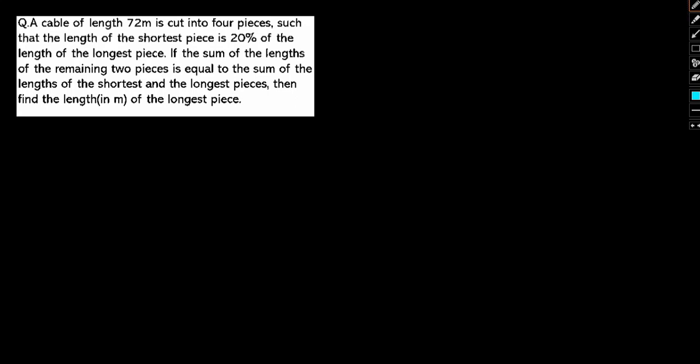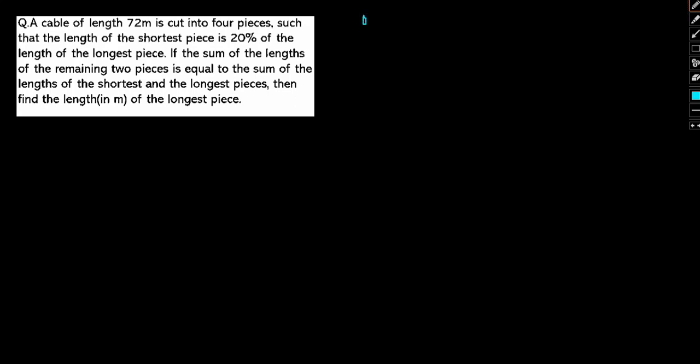A cable of length 72 meter is cut into 4 pieces such that the length of the shortest piece is 20% of the length of the longest piece. Okay, if the sum of the lengths of the remaining 2 pieces is equal to the sum of the lengths of the shortest piece and longest piece, then find the length in meter of the longest piece. So let's try and understand this.